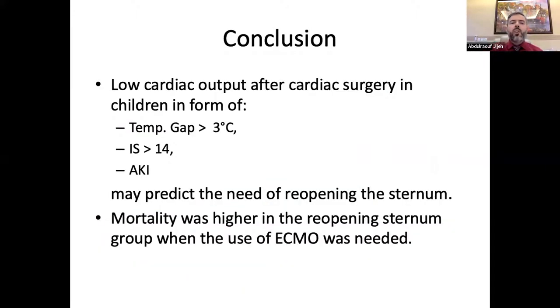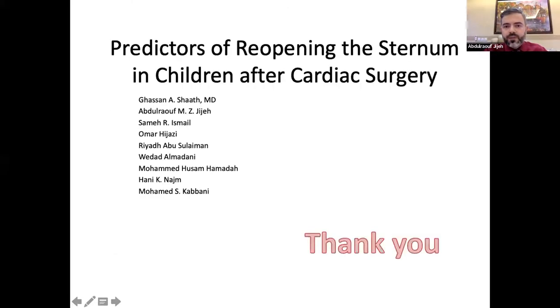So in conclusion, low cardiac output after cardiac surgery in children, in the form of a temperature gap of more than 3 degrees, an inotropic score of more than 14, and acute kidney injury, may predict the need for reopening the sternum. Mortality was higher in the reopening sternum group when the use of ECMO was needed. Thank you.